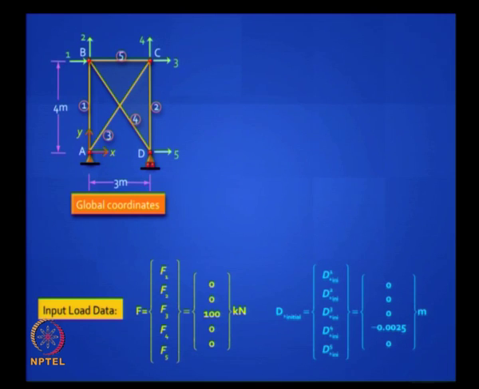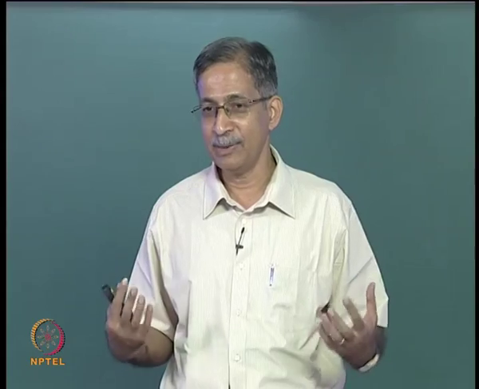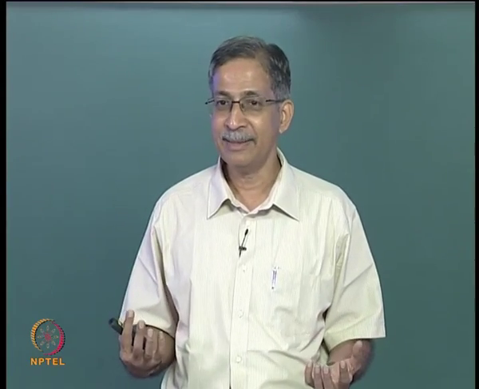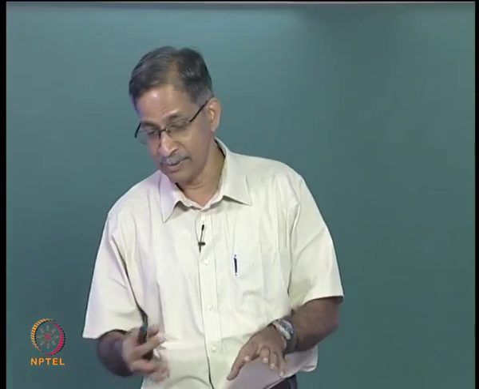That 100 kilonewton will give you joint displacements, certainly you will get D1, D2, D3, D4, D5. But the other load, the indirect load, will add on to the joint displacements, but it will not add on to the internal forces. So it is necessary to be good in structural analysis fundamentals, and then use matrix methods only as a tool. Otherwise you won't be able to appreciate the solutions that you get.